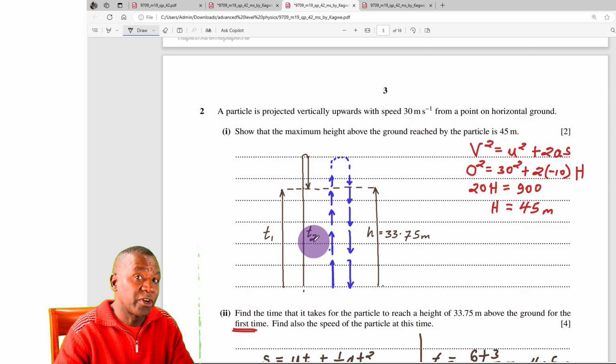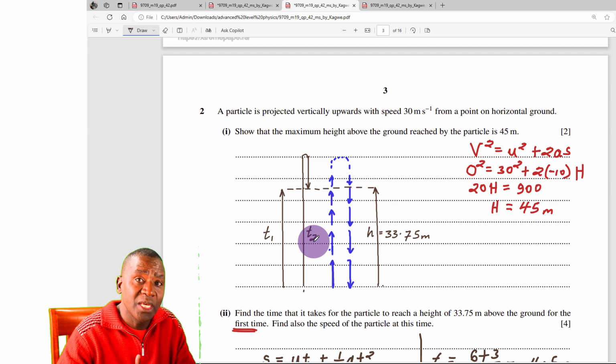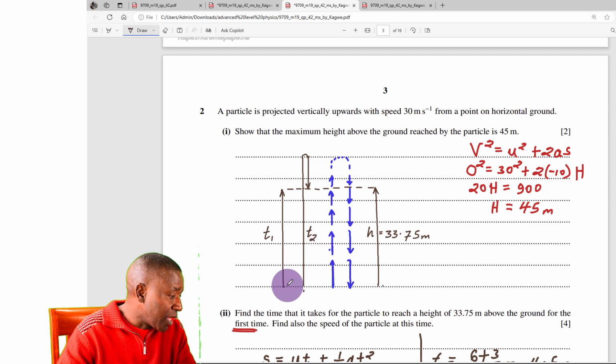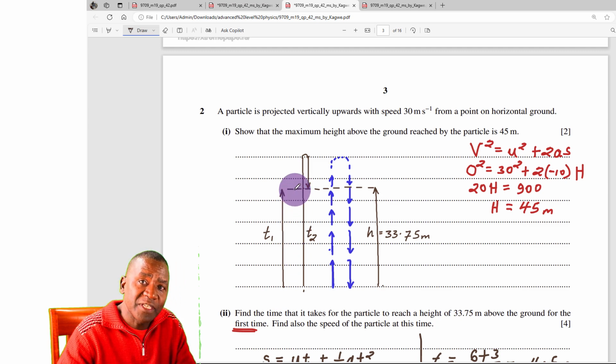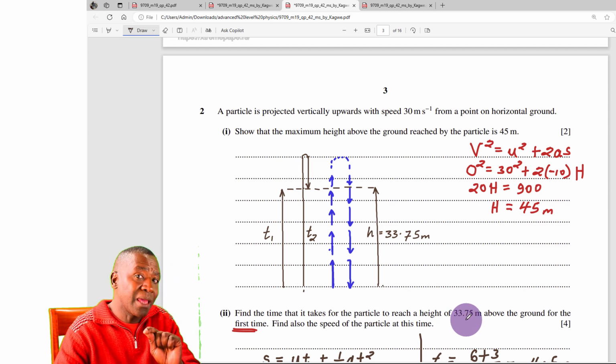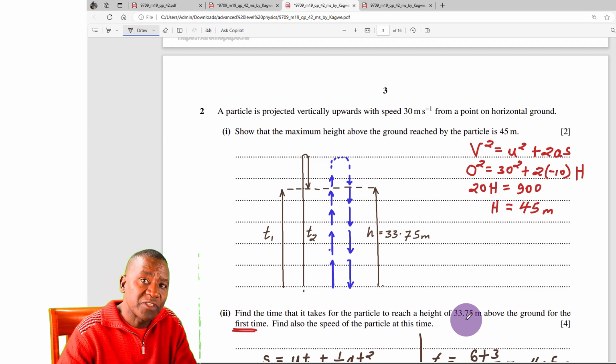Okay? It takes 4.5 seconds. So here on its way upwards, it takes 1.5 seconds. That is the first time when its height from the point of projection is 33.75. Then the second time when its height is the same is 4.5 seconds.